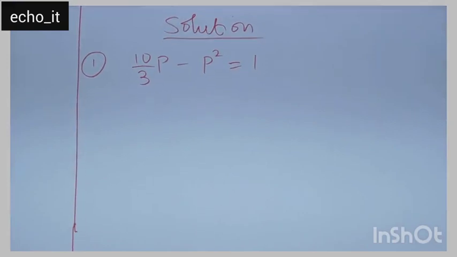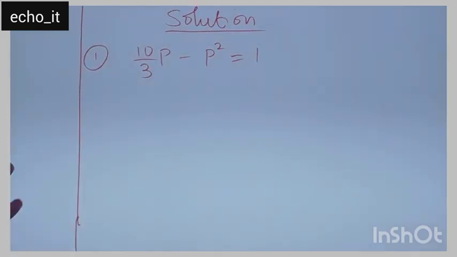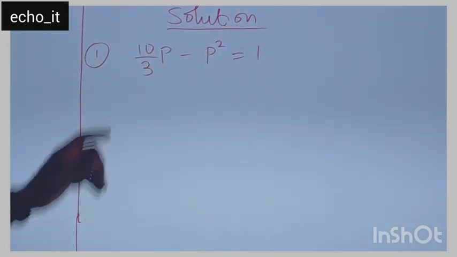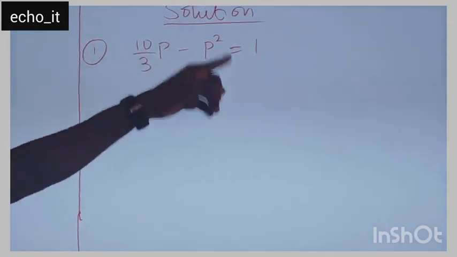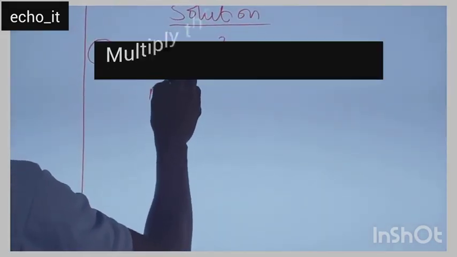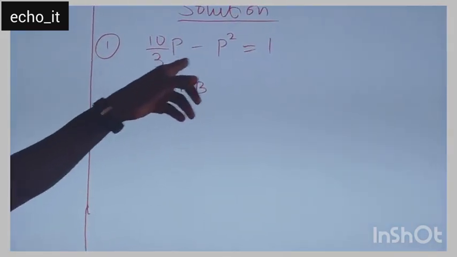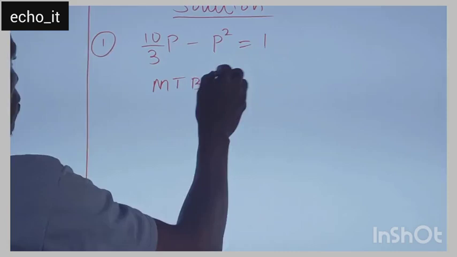How will you solve a problem like this in quadratic equation? So the first thing whenever you have a fraction is to clear the fraction, because you see we have 10 over 3p minus p squared equal to 1. So if you have to clear the fraction, you multiply. The LCM of this is 3. So multiply through by 3.